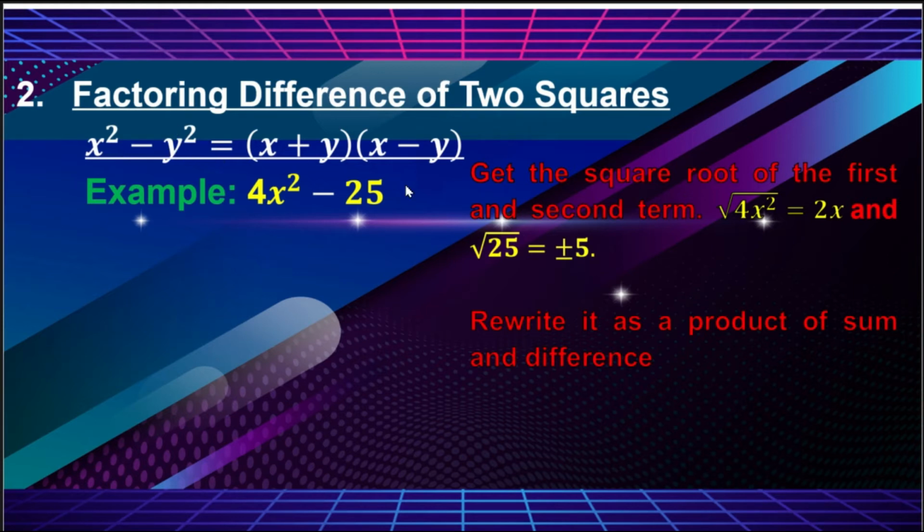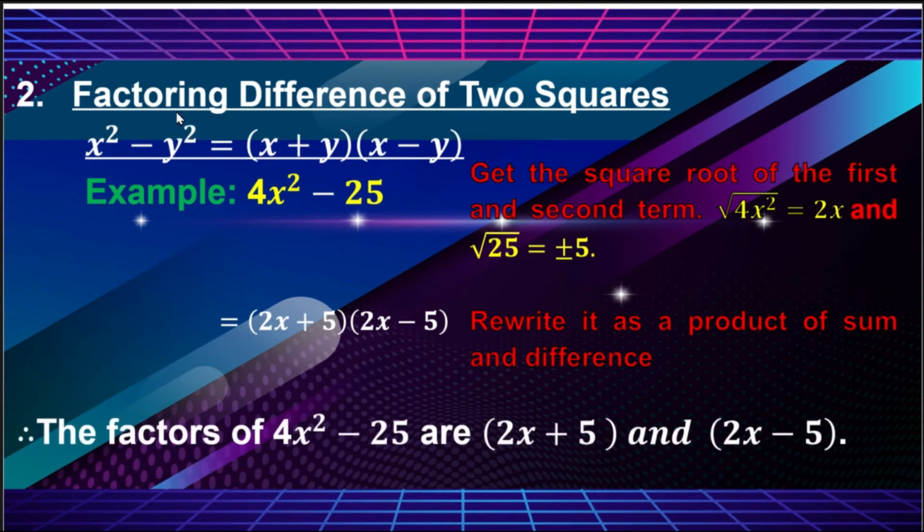Just like this one, we write 2x for the first term, then 5 for the second term. Then we write plus on one side and minus on the other side. So this is it. 2x is the first square root, then next is 5, one plus, one minus. We just follow the pattern here if our given equation is like this. Therefore, the factors of 4x squared minus 25 are 2x plus 5 and 2x minus 5.